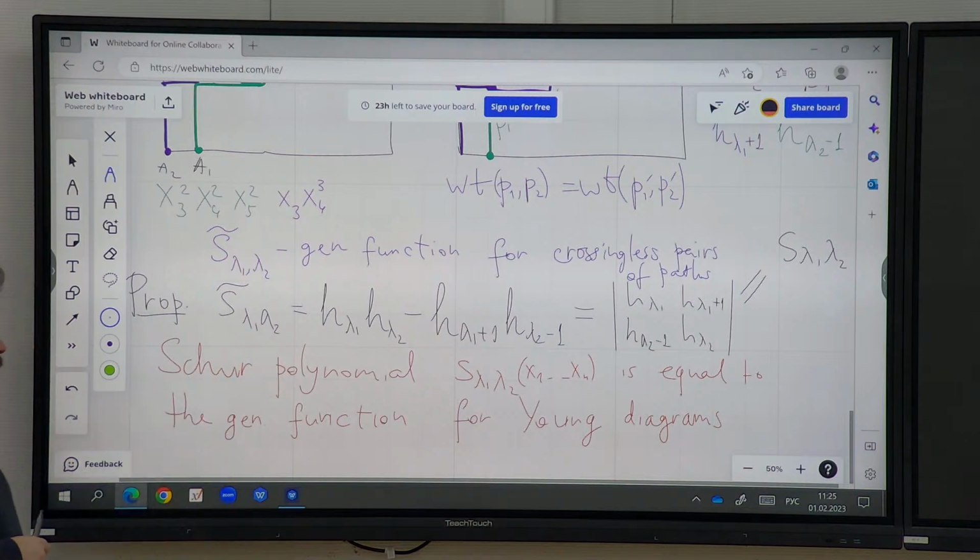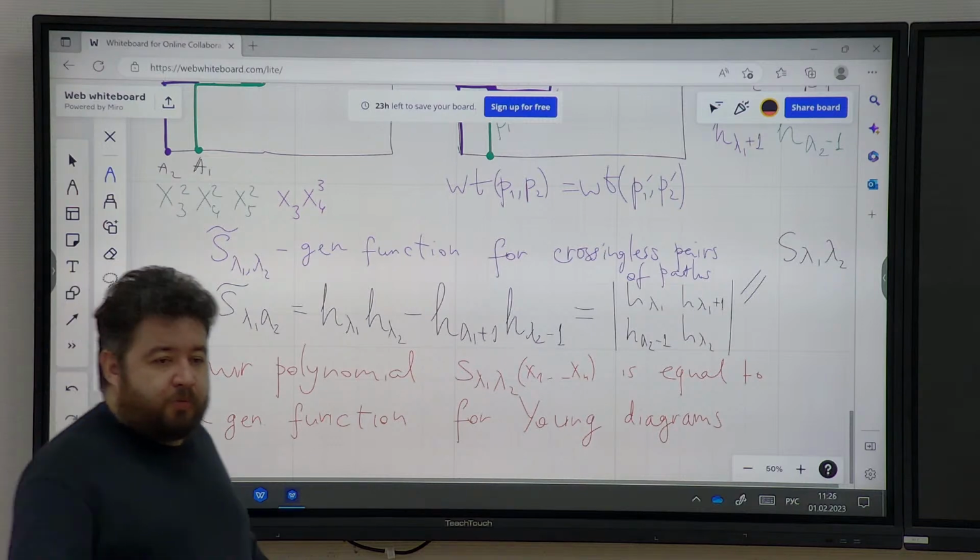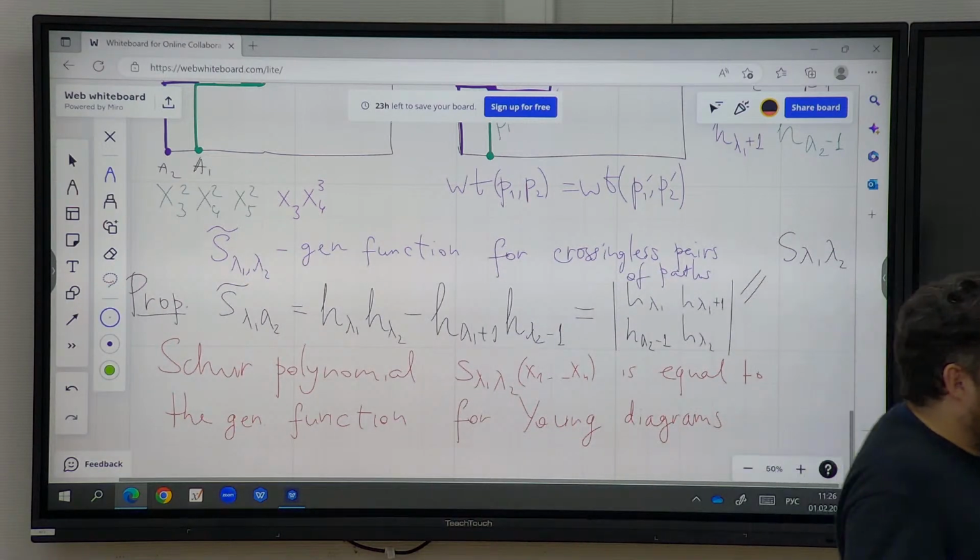Okay, so the Schur polynomial is equal to the generating function for Young diagrams, right? This is Littlewood's theorem for 2 rows. And what about n rows? What about arbitrarily many rows?